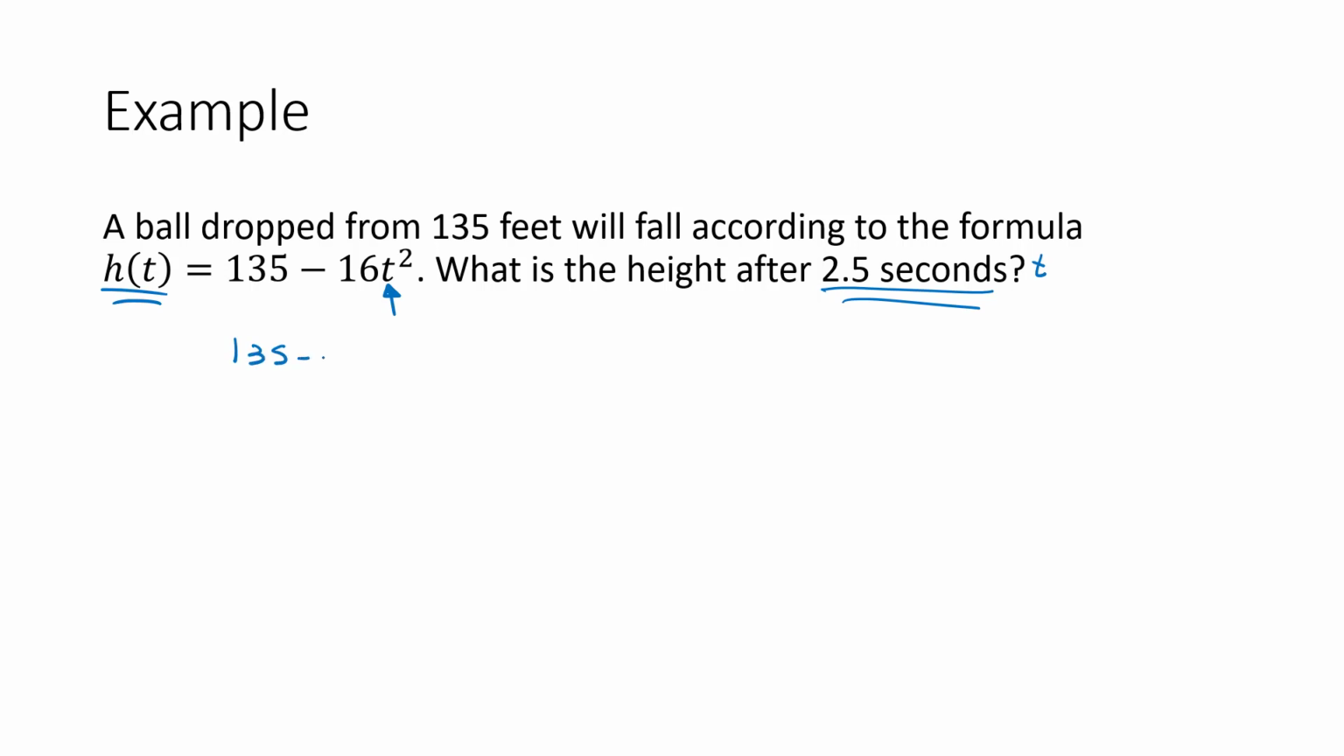So 135 minus 16 times 2.5 squared. If I have a scientific calculator, I can just plug this directly into my calculator to figure out what that value is going to be. So I'll type in 135 minus 16 times 2.5 squared. And when I do, I get a nice round 35 feet. After 2.5 seconds, that ball is 35 feet in the air. It's traveled about 100 feet.